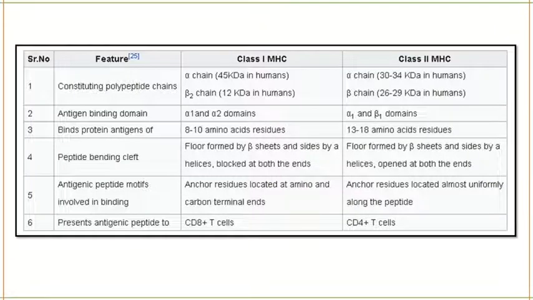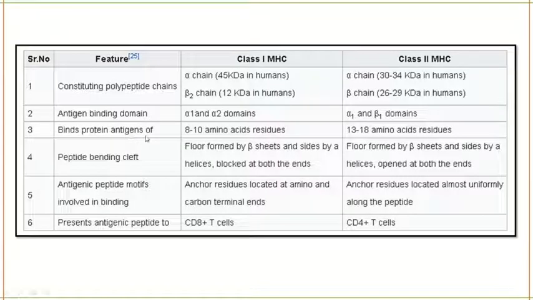So we need to know some of the differences between the class 1 MHC and class 2 MHC. So class 1 MHC has alpha chain and beta 2 chain. Alpha chain will be 45 kilodaltons. Beta 2 chain will be 12 kilodaltons. Here in class 2 the alpha chain will be 30 to 34 kilodaltons and beta chain will be around 29 kilodaltons. Antigen binding domain in MHC class 1 is between alpha 1 and alpha 2, and in class 2 MHC it will be between alpha 1 and beta 1.